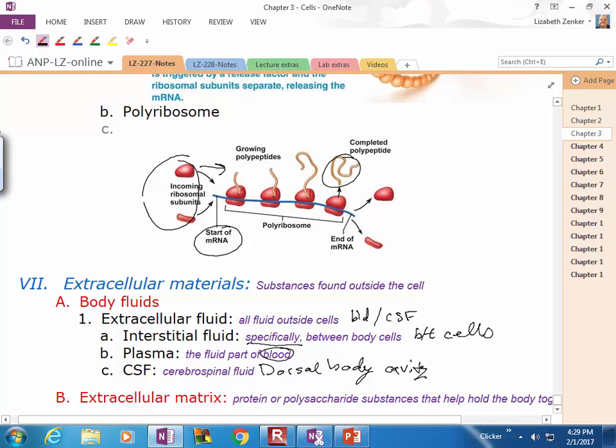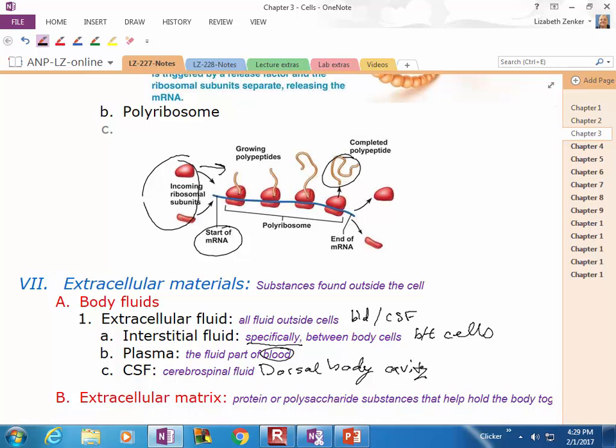Is interstitial fluid always extracellular fluid? Yes. Is extracellular fluid always interstitial fluid? No. Why? Because it could be around the cells, not necessarily between them. Exactly. It could be around the cells and not necessarily between them. So for example, plasma or cerebral spinal fluid.